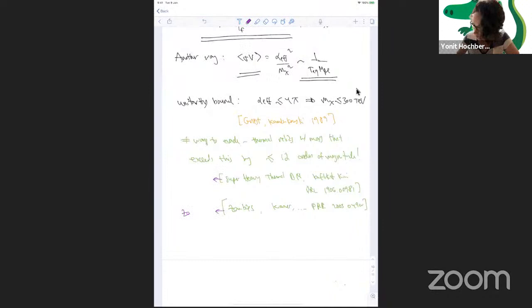This one uses zombie processes, and this one uses a chain of nearest neighbor interactions to be able to evade this unitarity bound that otherwise, at least naively, one would expect to be placed on the mass of dark matter that annihilates through 2-to-2 interactions.